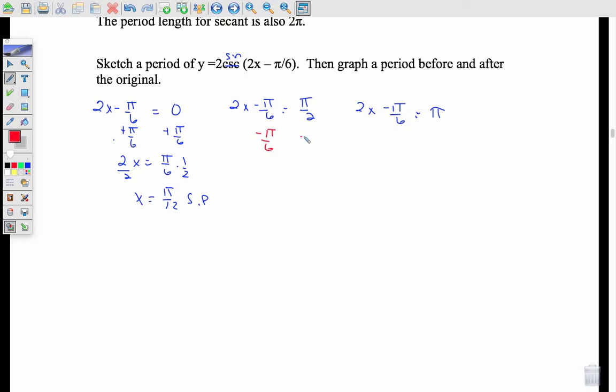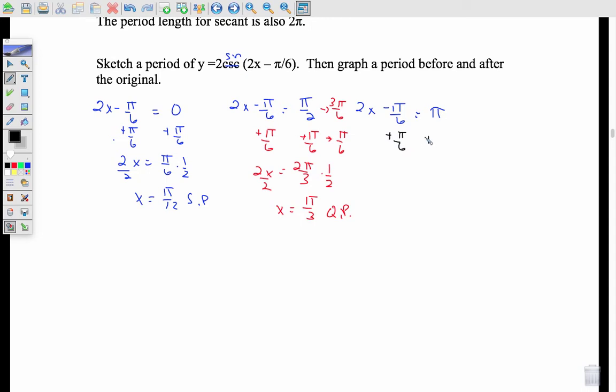I'm going to repeat the process here. Actually, add pi over 6 to both sides, my bad. To add, I need common denominators, so I'll rewrite pi over 2 to be 3 pi over 6. 2x now equals 4 pi over 6. 4 pi over 6 simplifies to be 2 pi over 3. I want to solve for x, so I'll divide by 2, which is multiplying by a half. The 2's will cancel, and our quarter point is at pi over 3.